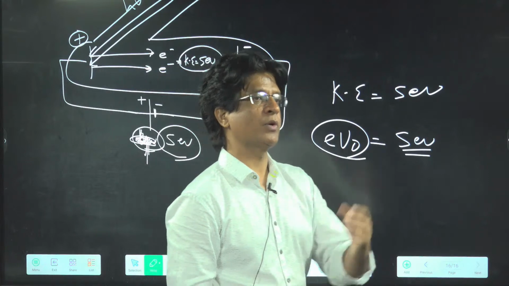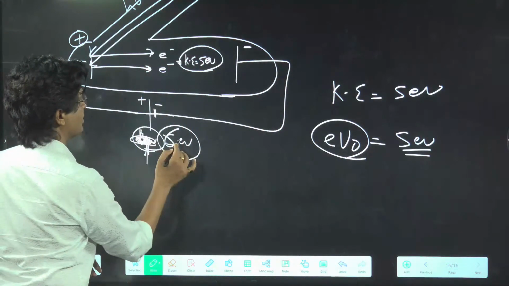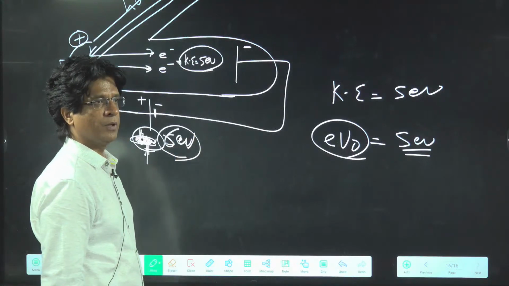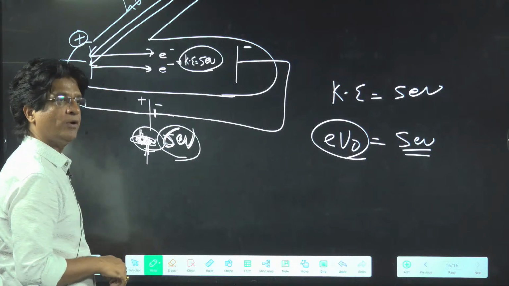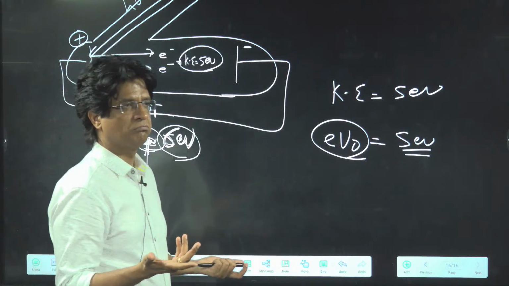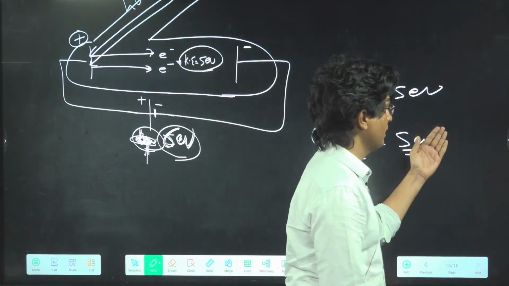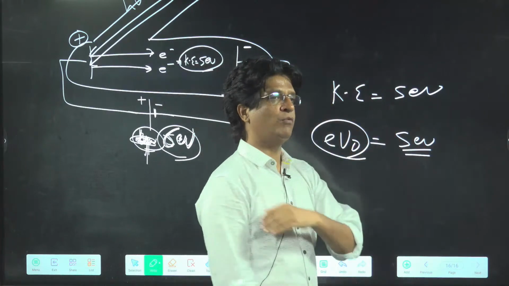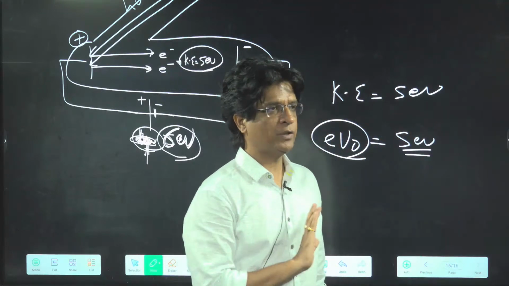Someone is asking if the battery is 6 electron volt. Suppose we are opposing with 6 electron volt. What will happen? Will the electron come out? No. Electron will not come out at all. Yes or no? If someone is trying to come outside with 5 electron volt energy and I'm pushing it with 6 electron volt energy, the electron will not come out.